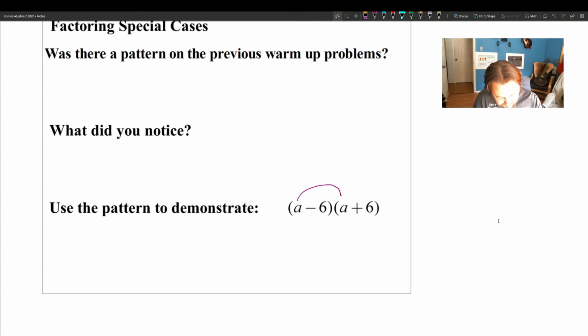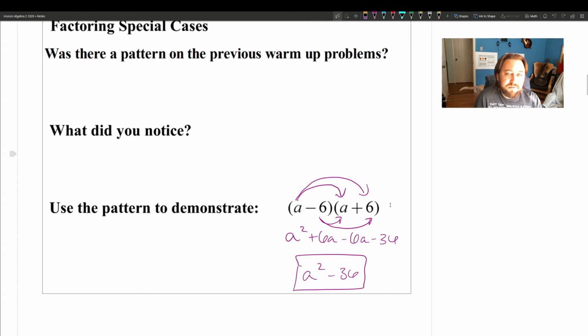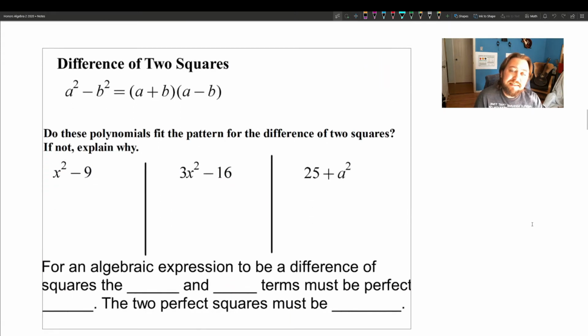So a times a would be a squared. a times 6 would be 6a. Negative 6 times a would be negative 6a. And negative 6 times 6 would be negative 36. Again, our middle terms are canceling out, and we end up with a squared minus 36. Easy enough. What this is called is the difference of two squares. We're looking at an expression that is a squared minus b squared, and it factors into the two binomials, a plus b and a minus b.